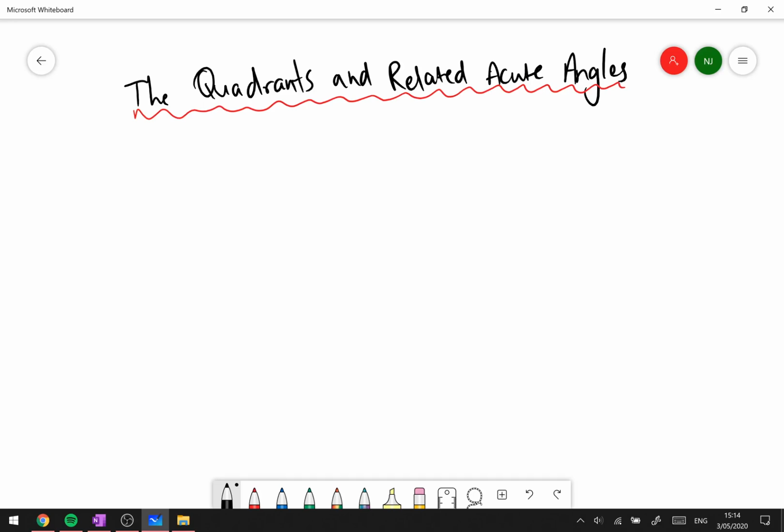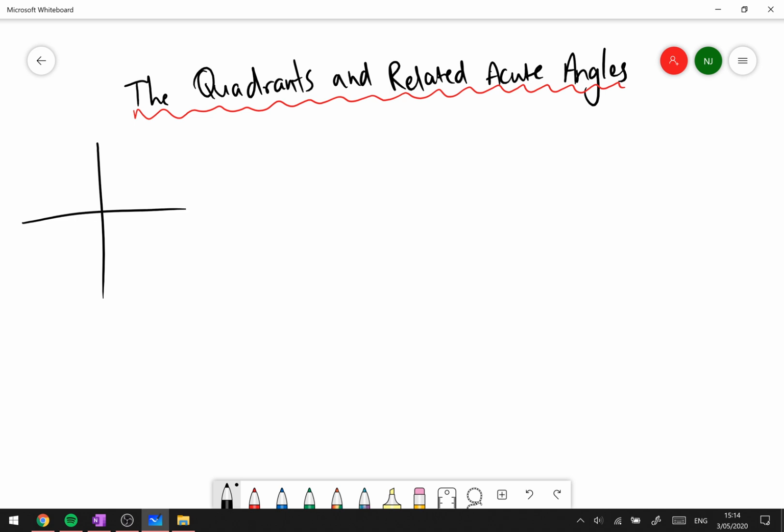The quadrants and related angles. So with this, the whole idea is that we're going to be taking the angles that we know how to solve, so the exact angles like 30 degrees, 45 degrees, and 60 degrees, and apply them to angles that are bigger and sometimes smaller than 90 degrees and 0 degrees, respectively. Okay? So first thing that we need to talk about are our quadrants.